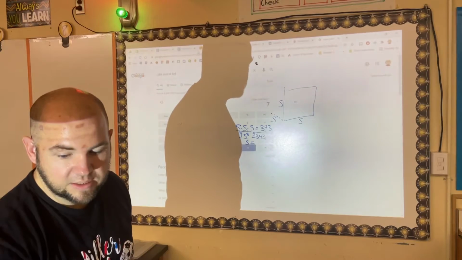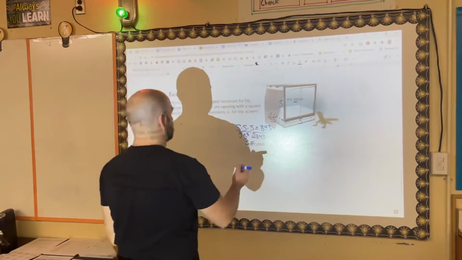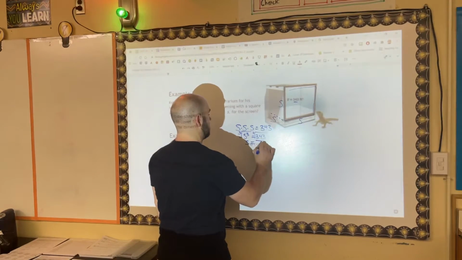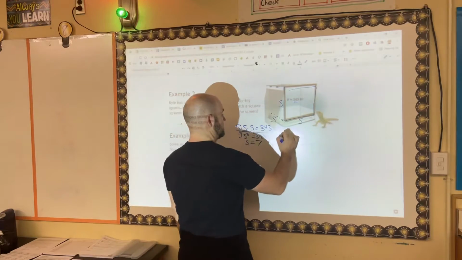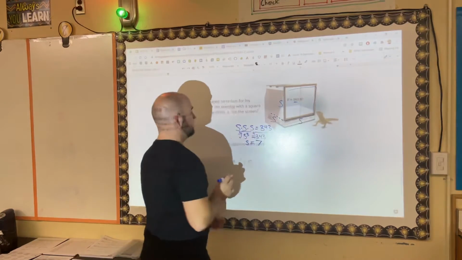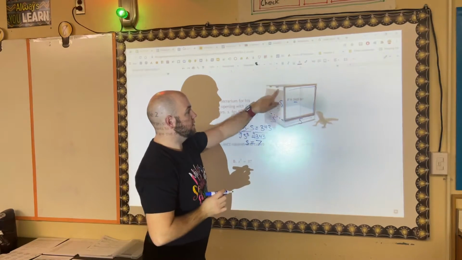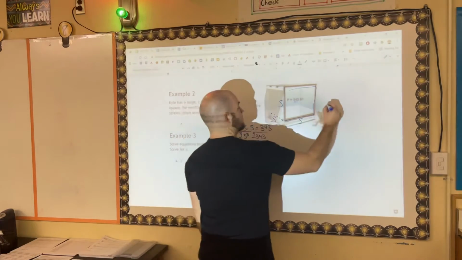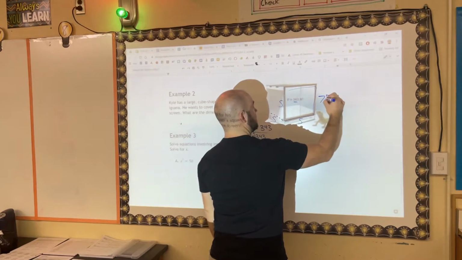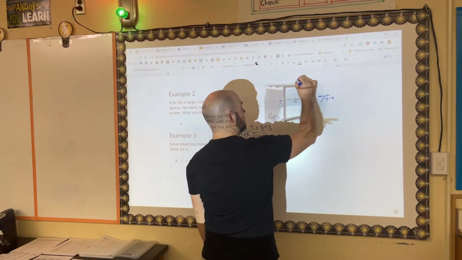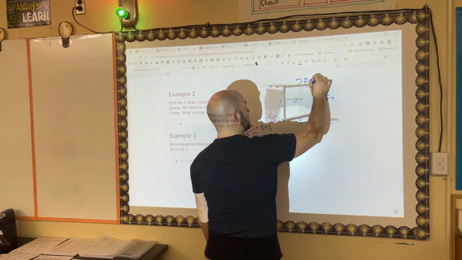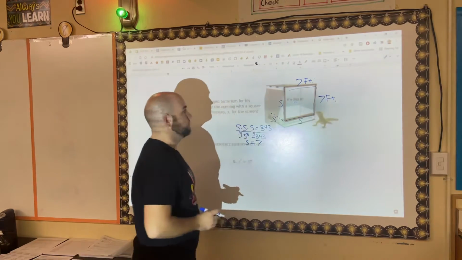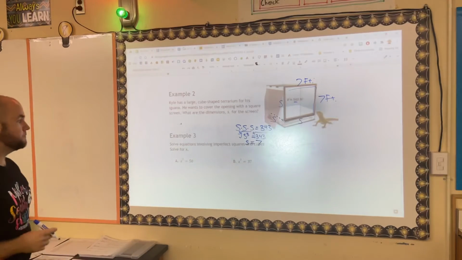So that means that 7 times 7 times 7 equals that. So s is equal to 7. So that means that my screen here is going to have to be 7 feet. Holy cow, that's big. By 7 feet. Let's calculate that.